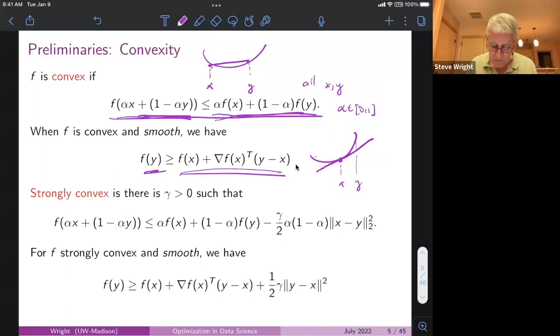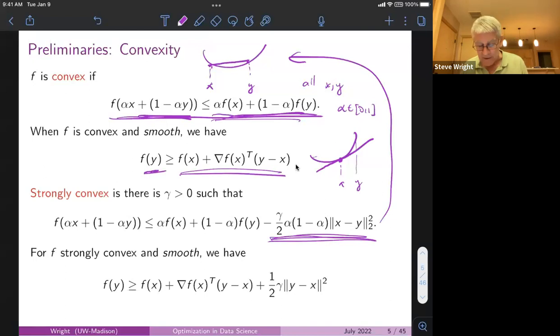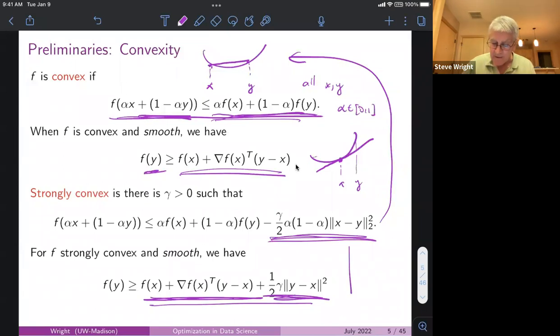So strongly convex is one where it's like convex, but there's an extra quadratic term added here. In fact, this function that I drew up here is an example of strongly convex, where the left-hand side is strictly below that interpolating line. And if it's strongly convex and smooth, we have not only that it is greater than this tangent, but it's greater than this convex quadratic. It's lower bounded by a convex quadratic. So I can draw a picture of that too.